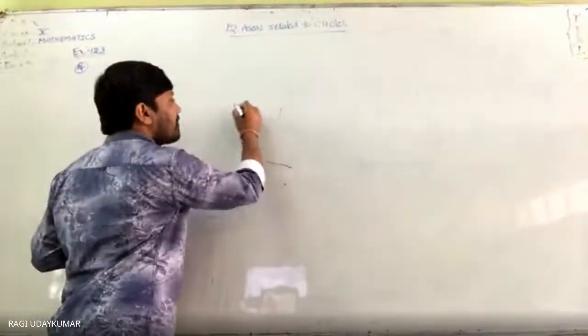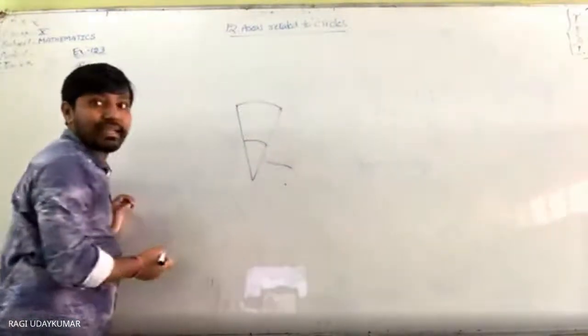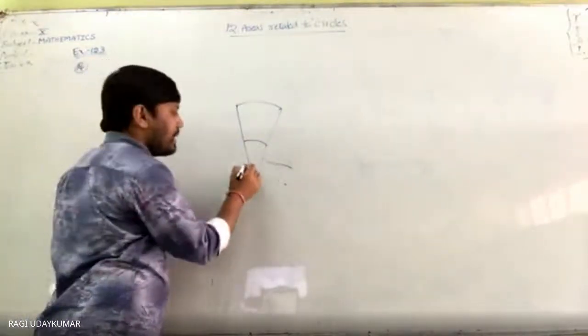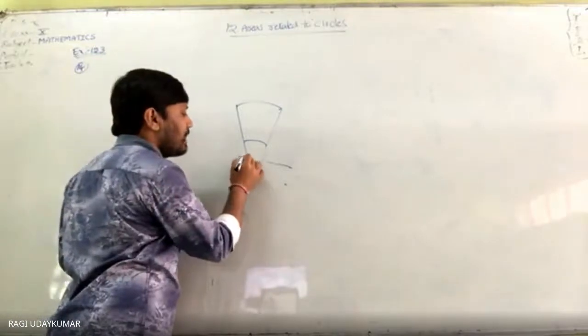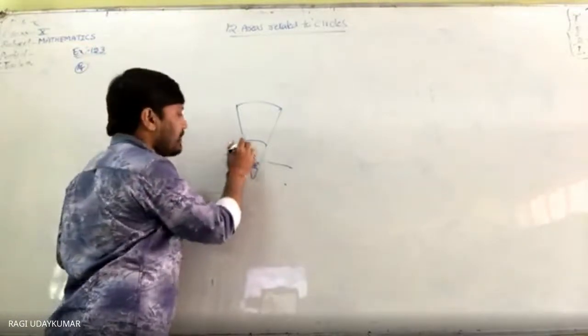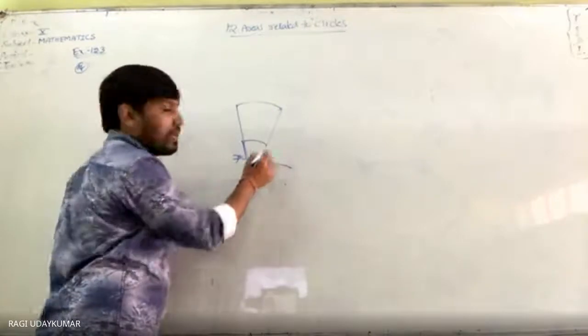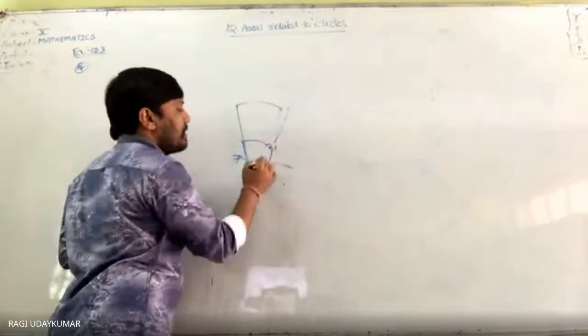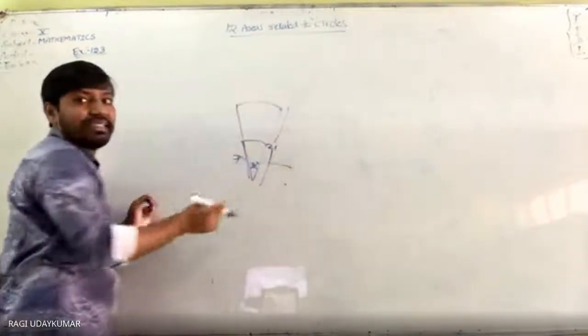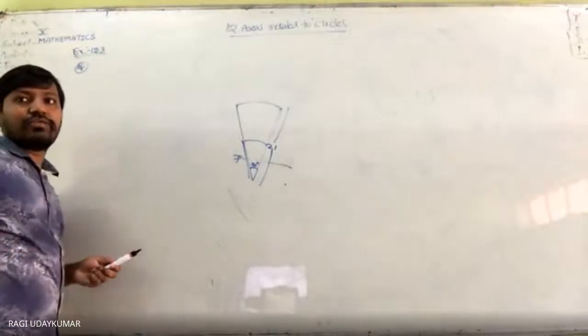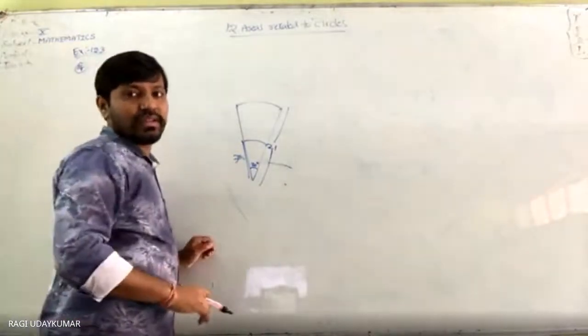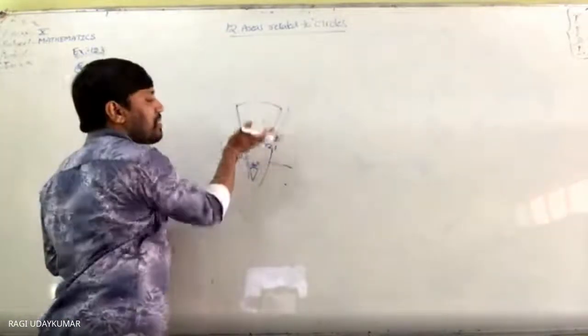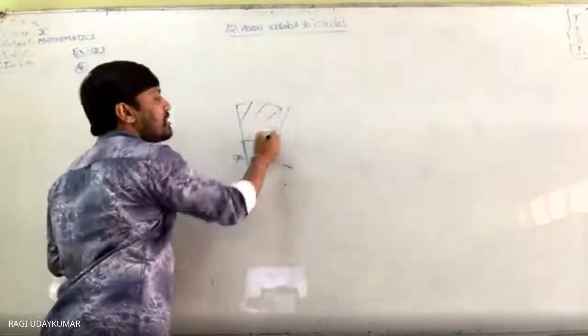This model you have completed, like these two concentric circles. Here 30 degrees is given, and this radius is 7 centimeters, and this is 21 centimeters. Area of the bigger sector minus area of the smaller sector, you need to find out. Isn't it? Area of the bigger sector minus area of the smaller sector will give you this area.